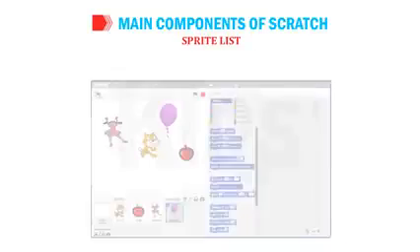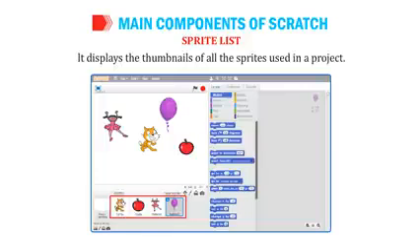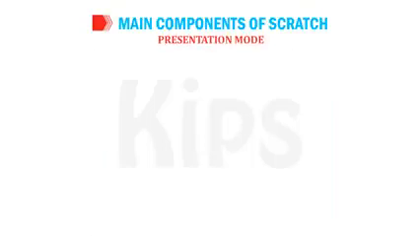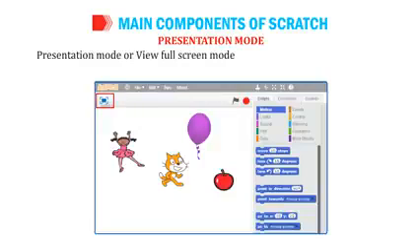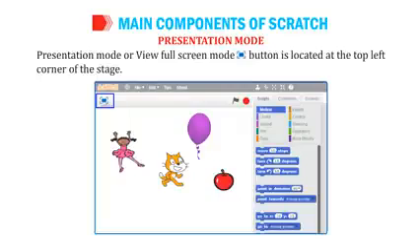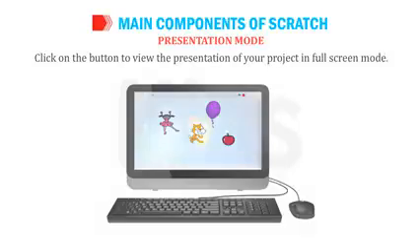Sprite list. It displays the thumbnails of all the sprites used in a project. Presentation mode. Presentation mode or view full screen mode button is located at the top left corner of the stage. Click on the button to view the presentation of your project in full screen mode.